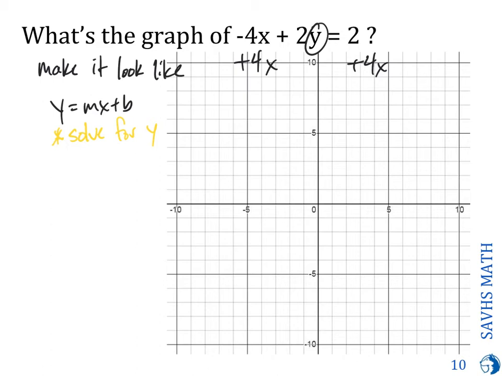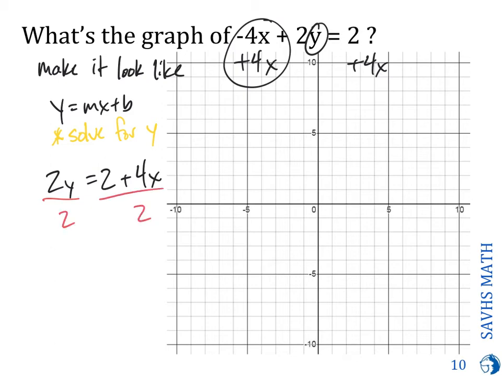I'm going to rewrite over here what I get left. So these two add up to 0. So I get 2y on this side equals 2 plus 4x. Now I need to divide both sides by 2 to get y by itself. Okay, so then I can do piece by piece. I get y equals 2 divided by 2 is 1. And then 4x divided by 2 is 2x.